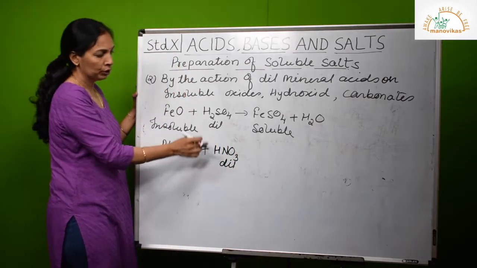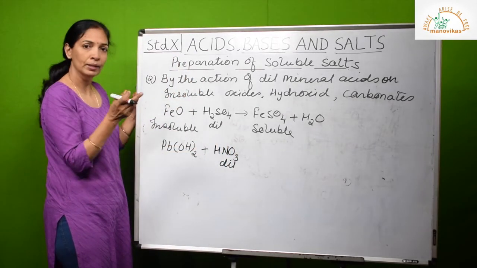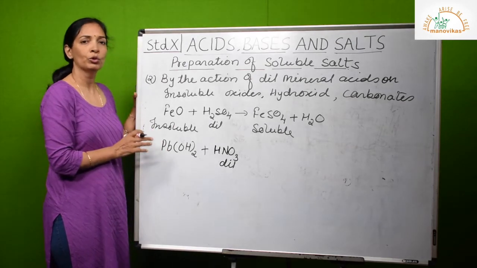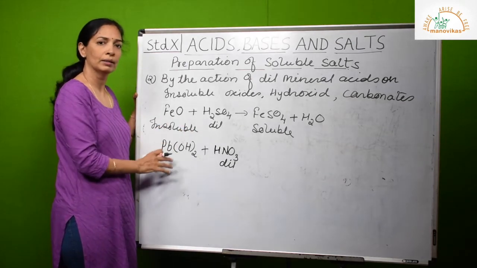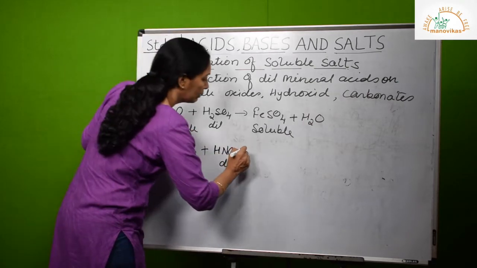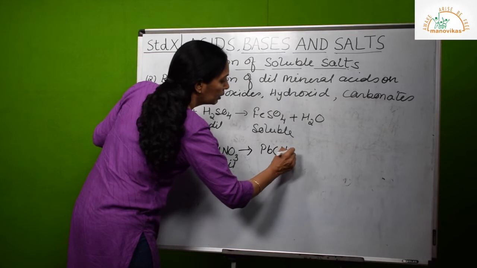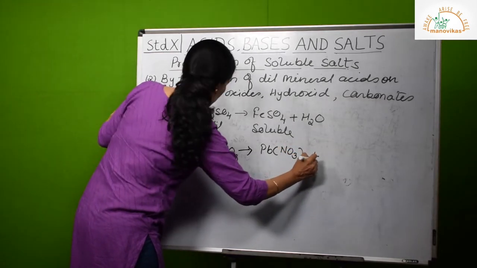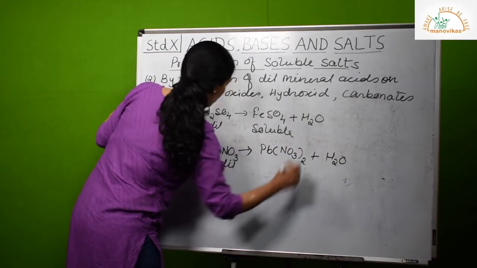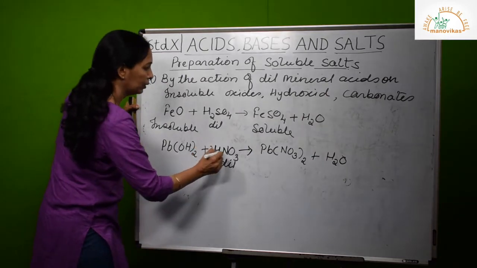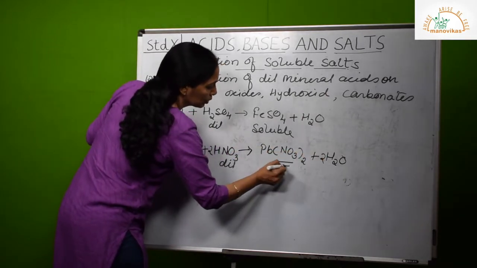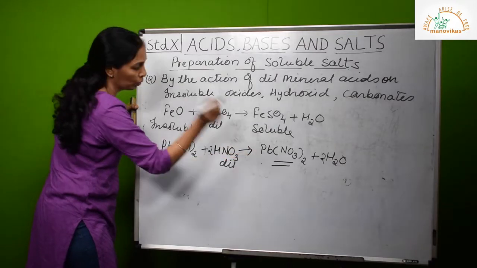Okay, because if you take H2SO4, it will be sulfate, and there is a rule: you cannot prepare an insoluble salt starting with an insoluble one. That will be taught later. So it will give you Pb(NO3)2 plus H2O. This is soluble. So, insoluble to soluble.